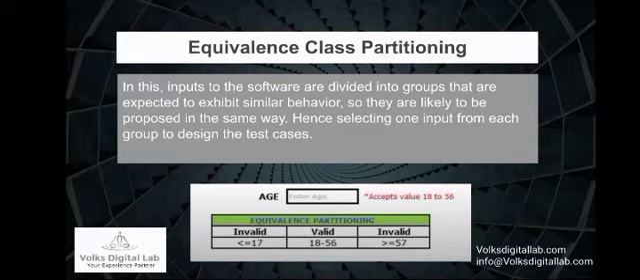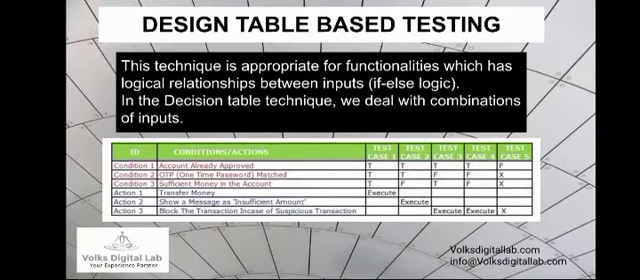Equivalence class partition. This is also a software testing technique that divides the input data of a software unit into partitions of equivalent data from which test cases can be derived. Decision table testing is a software testing technique used to test system behavior for different input combinations. This is a systematic approach where the different input combinations and their corresponding system behavior are captured in tabular form.